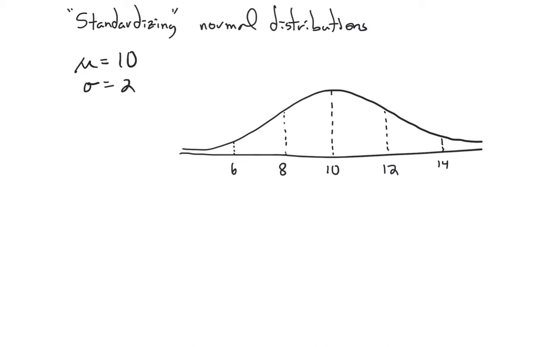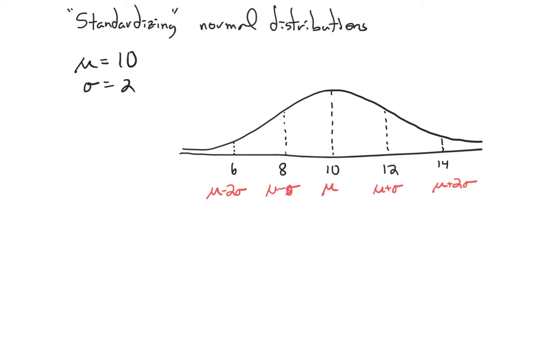So what I wrote here, here's our mean of 10. This is our mean. And then 12 is our mean plus a standard deviation. 14 is our mean plus 2 standard deviations. 8 is our mean minus a standard deviation. And 6 is our mean minus 2 standard deviations. We can do similarly for any amount of standard deviations away from the mean.